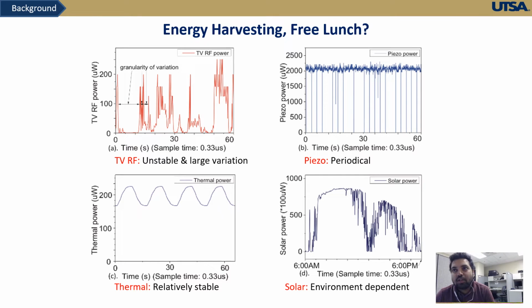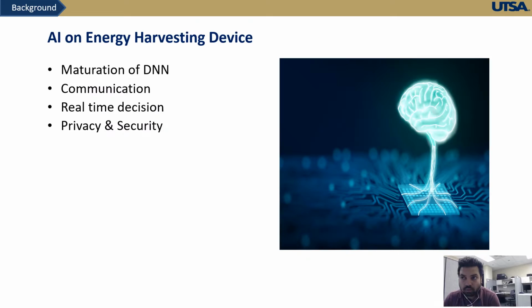However, energy harvesting is not a free lunch. This figure shows four different traces collected from different energy harvesting sources such as RF, PGO, thermal, and solar. From this figure, we can see that no matter what method it is, they are usually weak and intermittent. Implementing AI algorithms such as deep neural networks in energy harvesting devices is a challenging task because of the small resources and intermittent behavior of those devices.